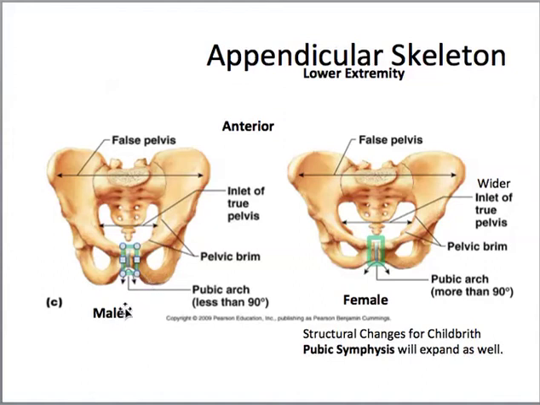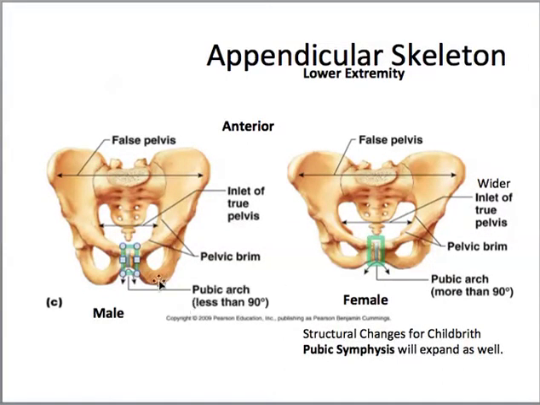Notice in the male that the angle between the front of the os coxa, this is called the pubis, is less than 90 degrees, whereas in the female it's greater than 90 degrees. And the reason for this is so that the child can pass through the birth canal without being damaged. You can see also that the false and true pelvic inlets are much smaller in the male than they are in the female. Considerably wider inlet and false pelvis. So false pelvis here, true pelvic inlet here, false pelvis here, true pelvic inlet here.